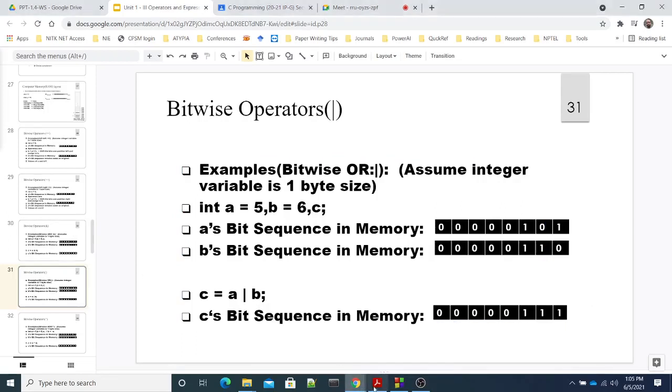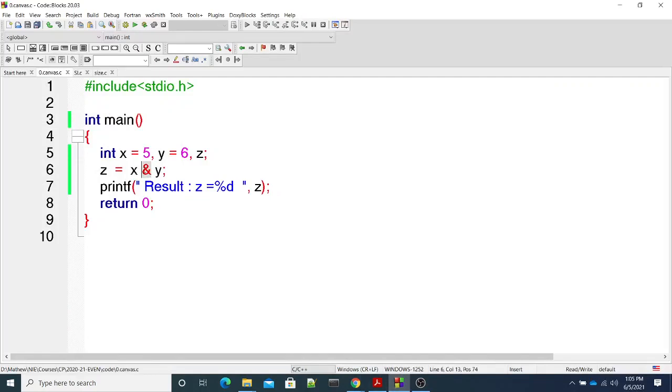So if I change the operation to OR, 5 and 6 are the inputs. Okay, what happened?